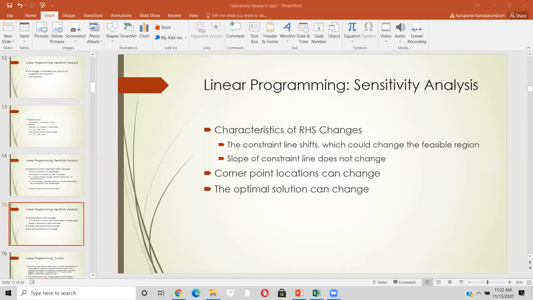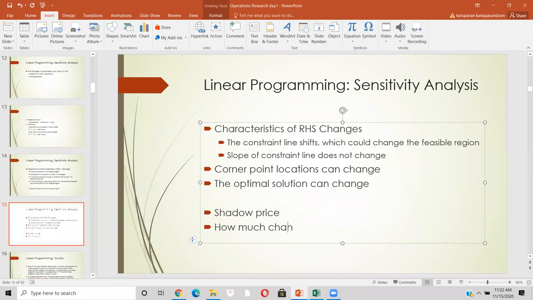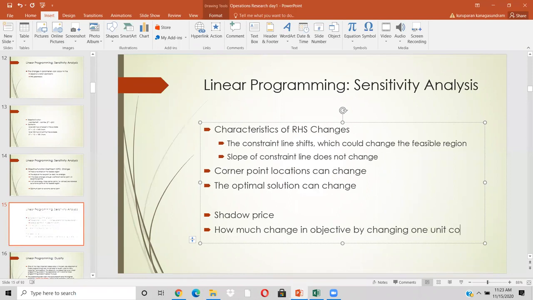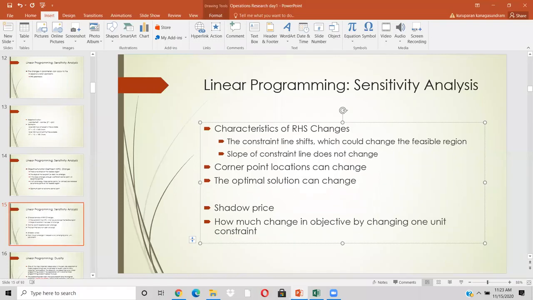You should also look at how much effect there is, which is the shadow price. We will study the shadow price here. Shadow price means how much change in the objective there is by changing one unit in the constraint. Okay, that's what we are doing.